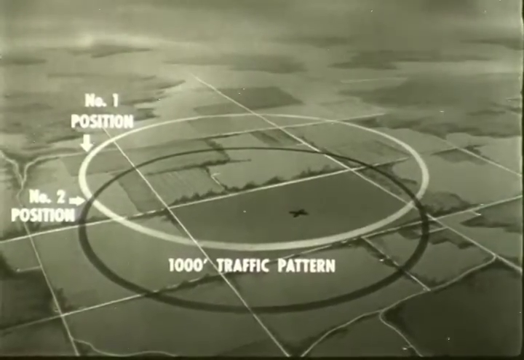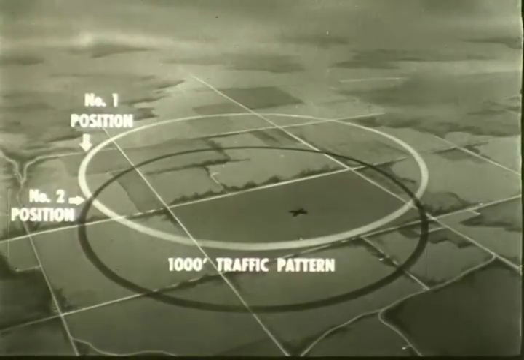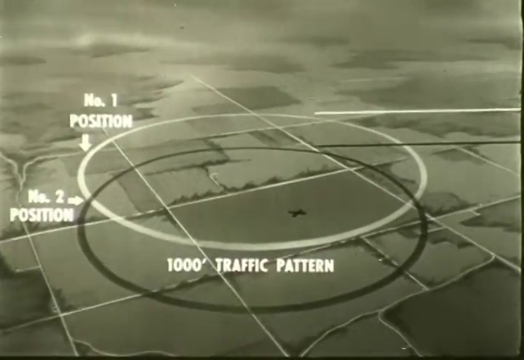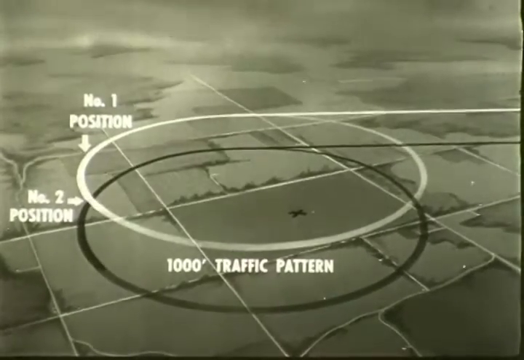Also, in practicing the entry to small fields, you start with power on and enter the circular traffic pattern at an altitude of 1,000 feet with an airspeed of 120 knots and 1,850 RPM with your gas on the best tank for landing.